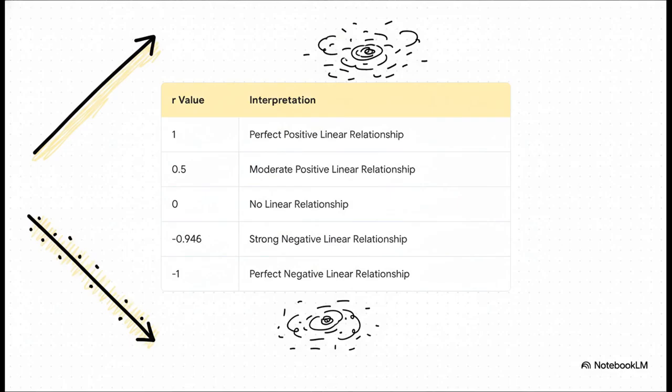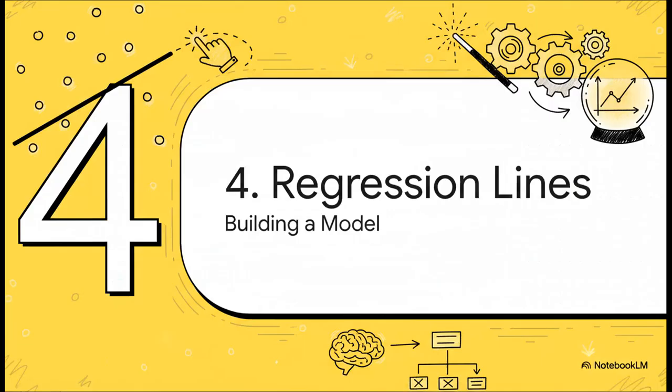And this table is basically the decoder ring. An R of 1 means a perfect straight line going up. -1 is a perfect line going down. And an R of 0 means there's no linear pattern at all. Everything in between, like a 0.5 or a strong -0.946, just tells you how strong that trend is and which way it's going.